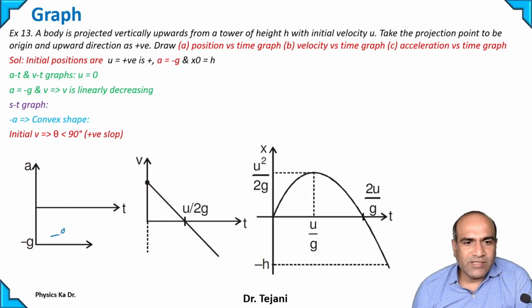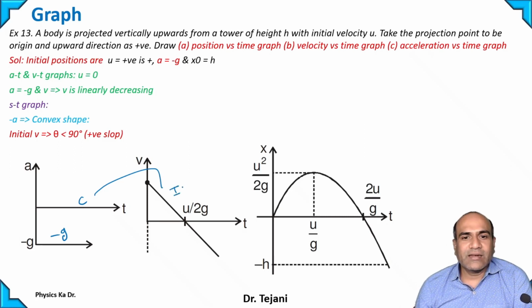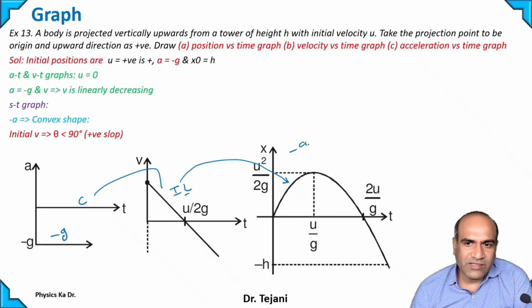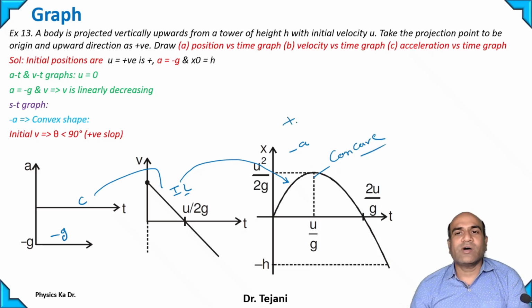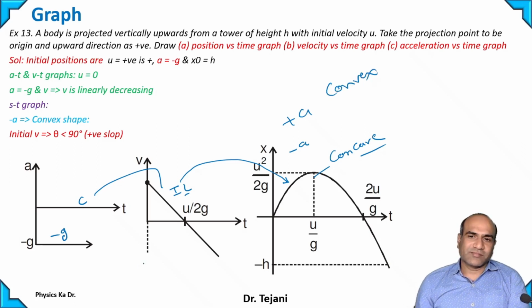So here it is minus g, starting with positive, it is declining as it is. This is the constant. This line is an inclined line, and if it is an inclined line, this will be either convex or concave. If acceleration is negative, the shape is concave, and if it is positive acceleration, this shape will be convex.